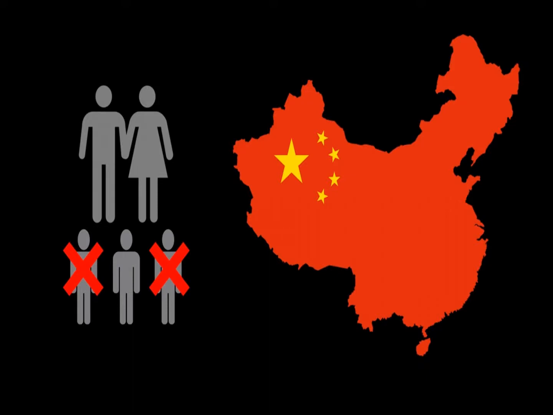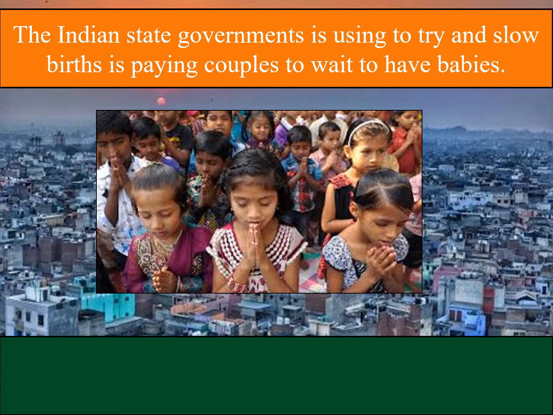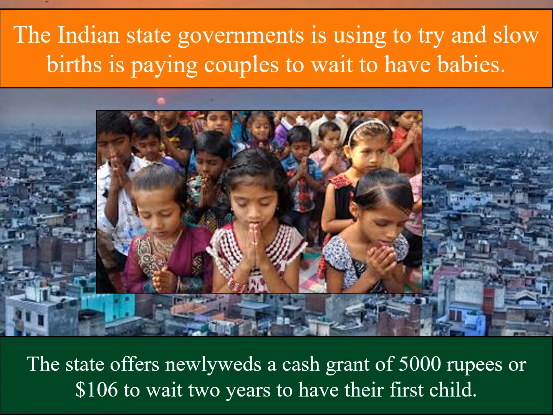We see that in China with the implementation of the one-child policy. We also saw it in India, where Indian state governments have been using things to try and slow births. One way they've done this is by paying couples to wait to have babies. In some states, they offer newlyweds cash to wait 2 years to have their first child because they know that the later that women start having children, the fewer children they will have.